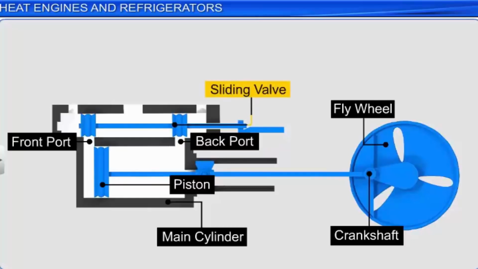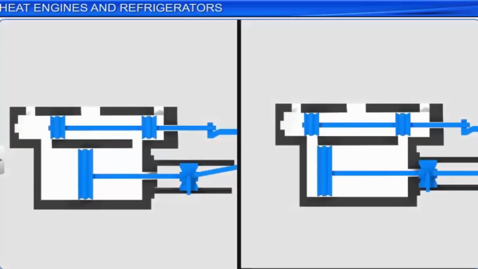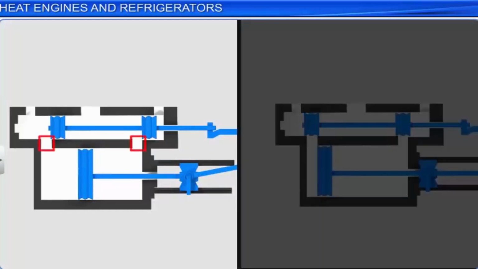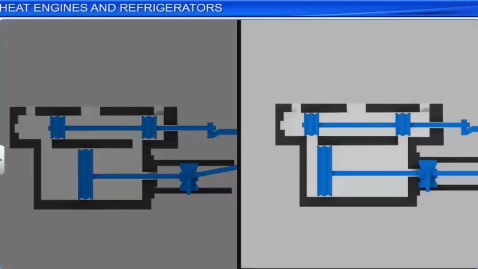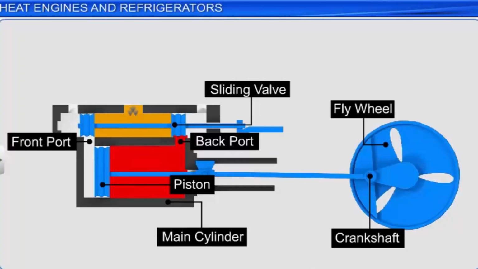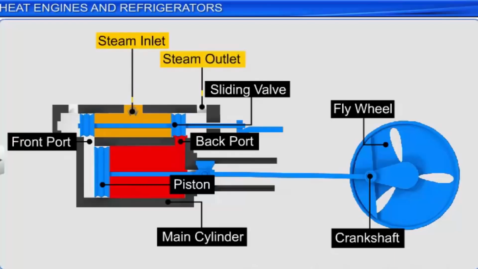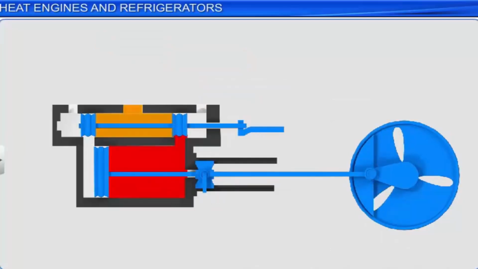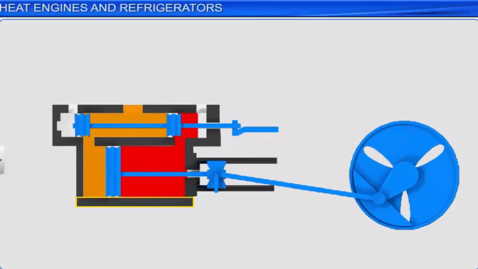The sliding valve is positioned in such a way that at any given time, both the ports are either in the open state or in the closed state. At the top of the chamber, there is a steam inlet and a steam outlet through which steam is allowed to enter or leave the cylinder respectively. The flow of steam into the main cylinder is controlled by the movement of the valve.